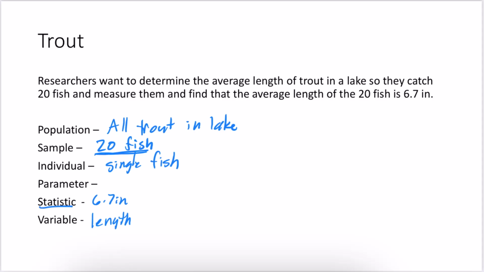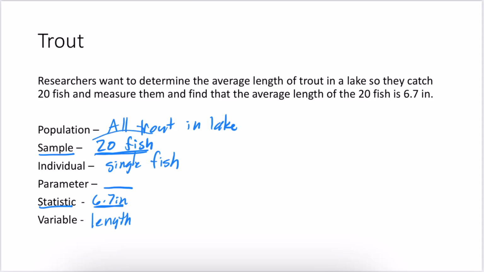So statistics are based on the sample. And the parameter is unknown, because to find the parameter, we would have to literally measure every single trout in the lake and then average their lengths to find the value for the parameter. And obviously we don't want to catch that many fish. And so we just assume that the parameter is going to be close to the statistic that we measured from the sample.